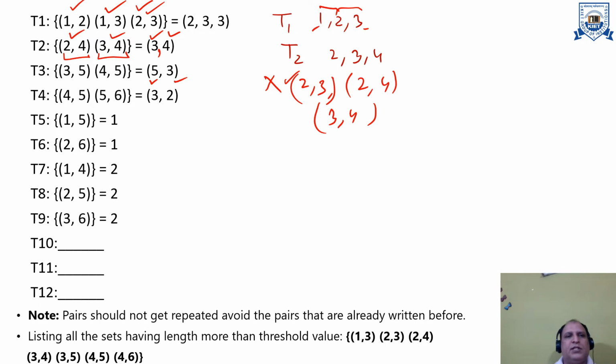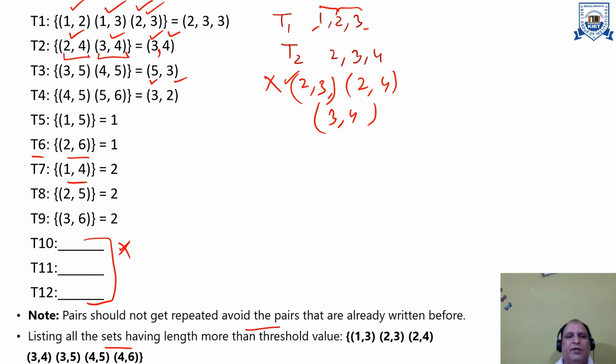Suppose now in this case T5 is 1 5, that is occurring only once in the transactions table, and T6 2 6 is also occurring one time, 1 4 2 times, 2 5 2 times, and 3 6 2 times. And we are not considering these transactions. Why? Because these also have the repeated pair. That's why we are not including them. Now pairs should not get repeated. Avoid the pairs that are already written before.